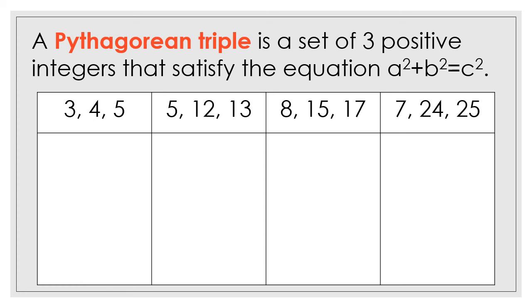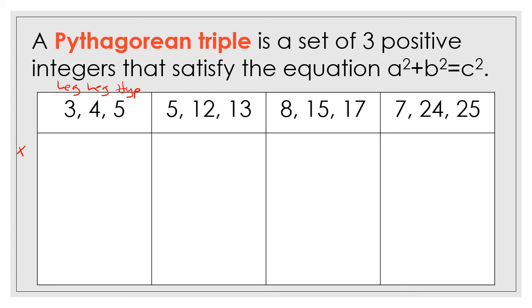When we look at what's written here, they have said, hey, this is a leg, this is a leg, and this is a hypotenuse. And if you recall, the hypotenuse is always the longest side of the triangle. So when we look at the Pythagorean triples, the longest side will always be the hypotenuse. Now, multiples of these Pythagorean triples also form right triangles.